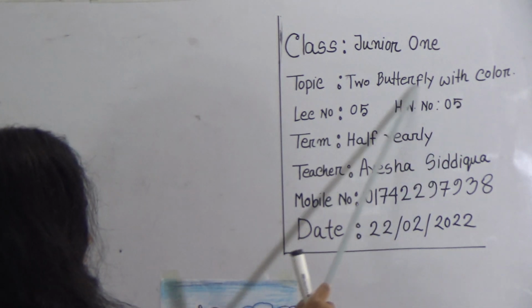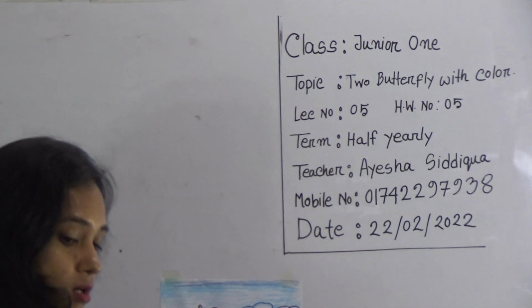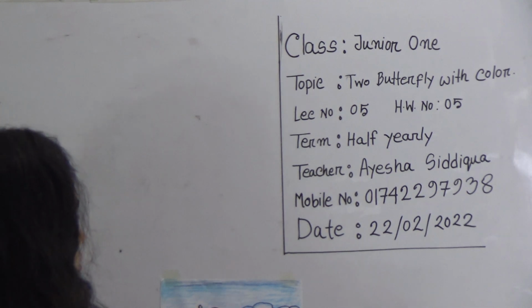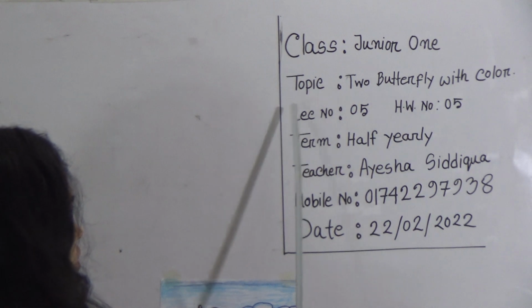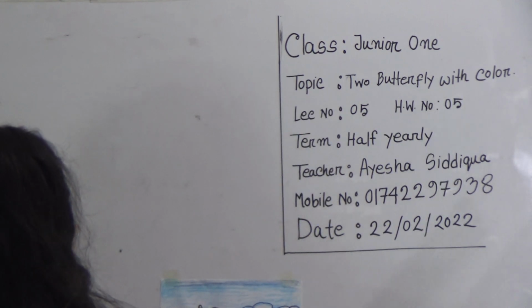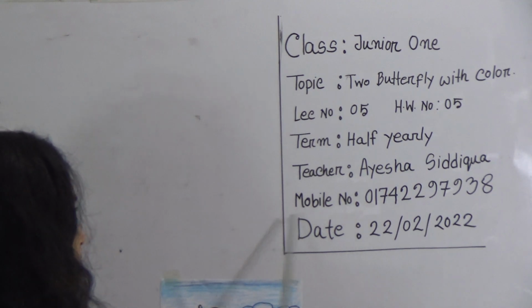You must mention your SW number, term, half yearly, and when you start your drawing, you must write down the topic name also. This one is the topic. Everyone write down the topic first. Remember this, write down the topic first. If you have any query, you can call me by this mobile number.